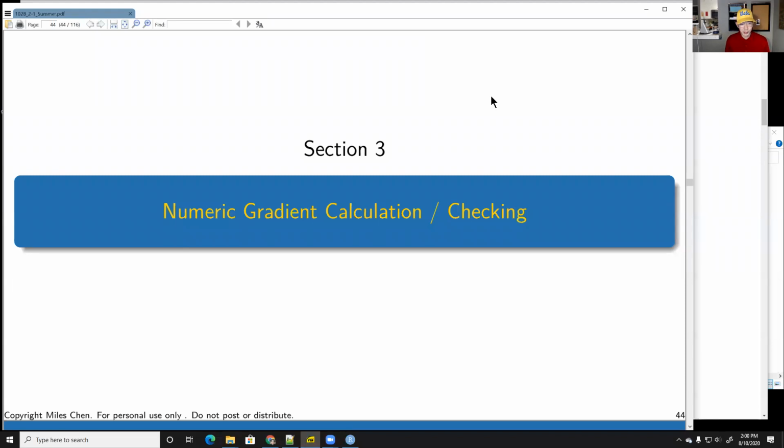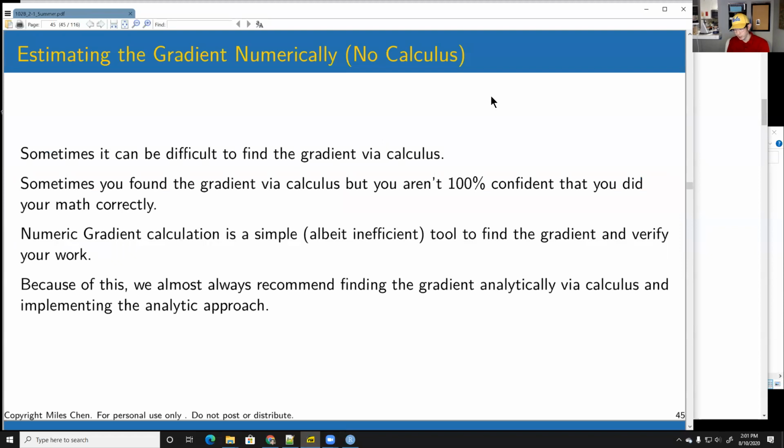Okay, so earlier we had a question about what to do if we can't find the gradient or the derivative analytically. The answer is there are workarounds, but it will be slow. It can be done. You can estimate the gradient numerically, and it's often recommended that you do it as a way to verify your analytic work. Later this week and next week, we're going to do neural networks, and you're going to find the gradient following the backpropagation process, and it's hard, and you're not sure if you found the gradient correctly.